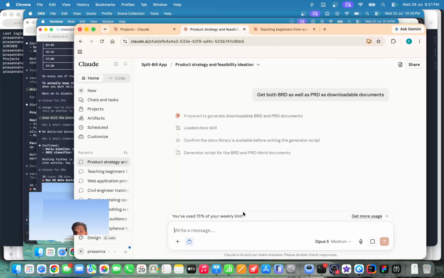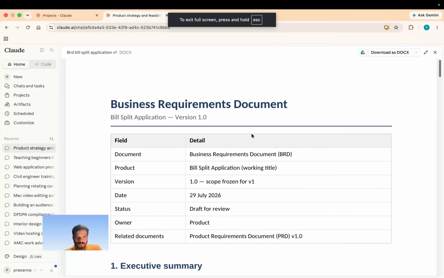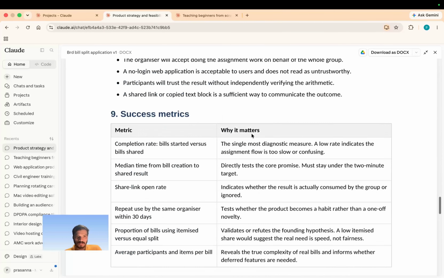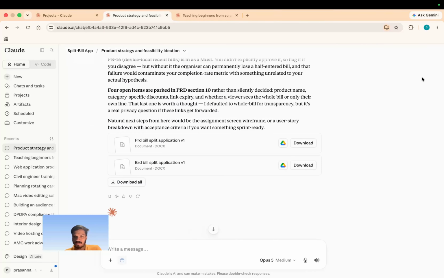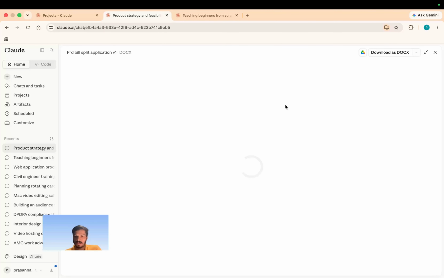We can't always give a perfect prompt. Some things will definitely get missed out, but it's all about how we are able to drive things via the prompting we give. It's completely able to generate a business requirement document, a proper document, with the scopes of whatever we have defined. And in the same way the PRD as well, for the entire thing.